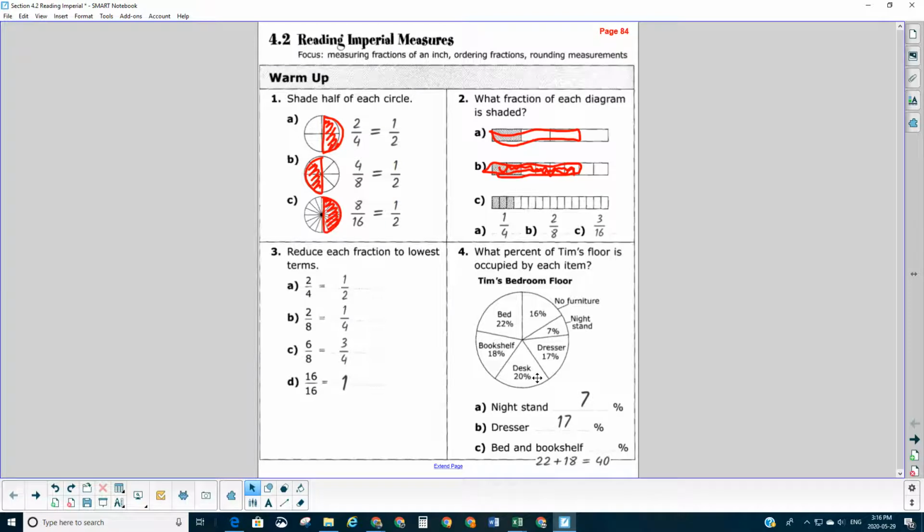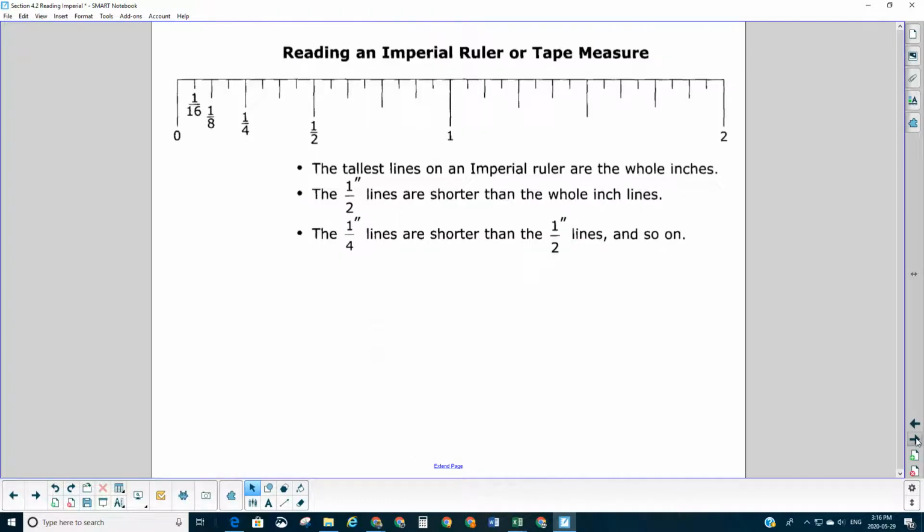The percentage part is related to fractions, but when we're reading imperial measurements like inches and so forth, we will be using fractions most of the time. Okay, so that's the warm-up for section 4.2 on page 84. Let's look ahead at the bottom of it where it says reading an imperial ruler or tape measure.